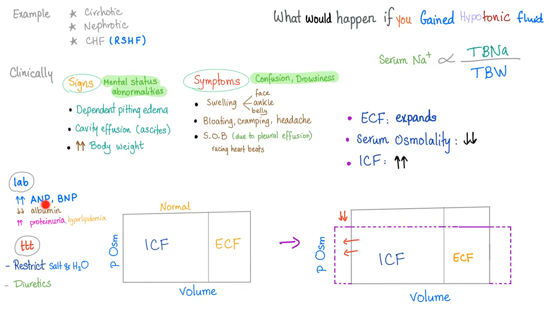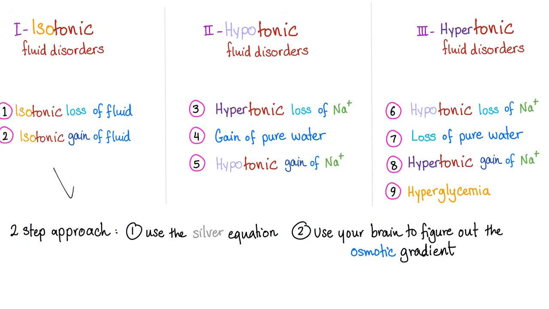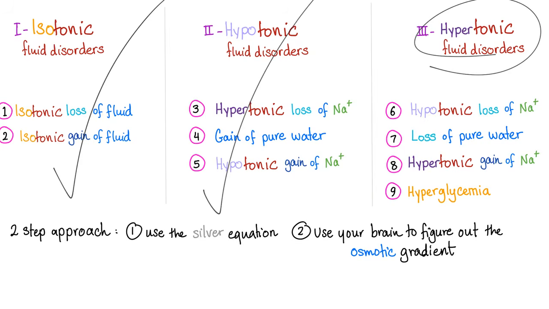You will find high ANP and BNP if you have CHF. Albumin could be low in case of cirrhosis, or you have proteinuria in nephrotic syndrome. Treatment, if you gain salt and water, restrict salt and water. Medicine is easy, folks. So we are done with the isotonic disorders. We are done with the hypotonic disorders. Let's talk about the hypertonic disorders and let's get out of here.